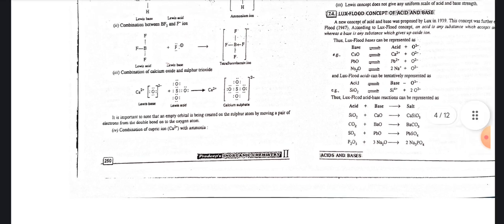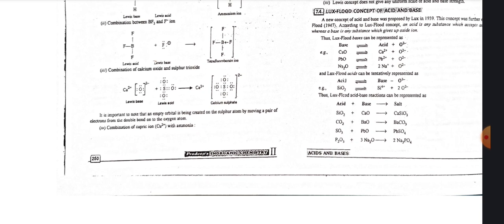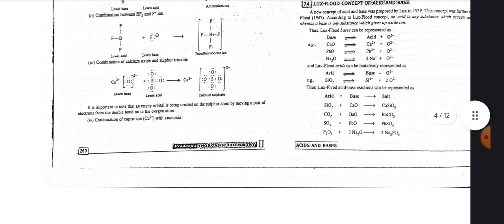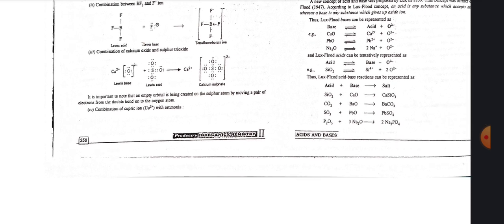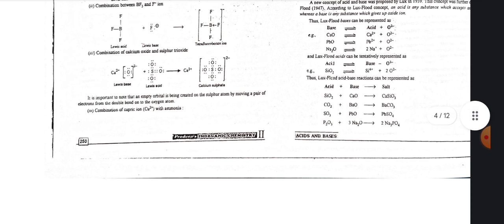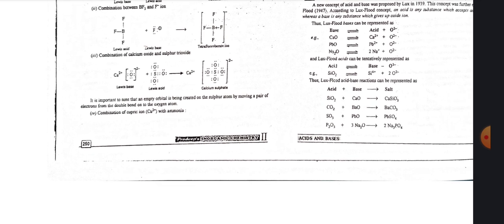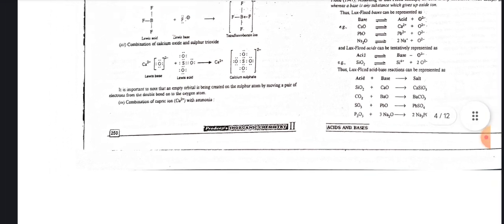Lux-Flood concept of acid and base. A new concept of acid and base was proposed by Lux in 1939. This concept was further extended by Flood. According to the Lux-Flood concept, an acid is any substance which accepts an oxide ion, whereas a base is any substance which gives up an oxide ion.